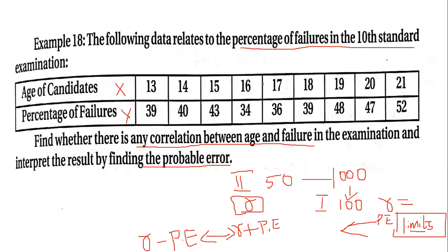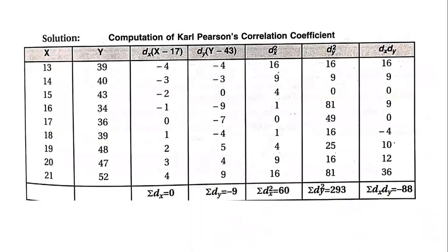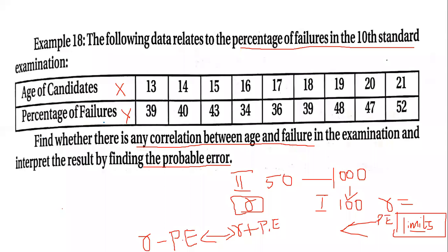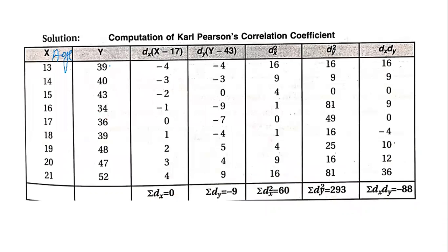So let's continue to the solution. Now, solution part, the steps remain the same, like how we calculated for Karl Pearson's as usual. Here, X is the factor of age. This is age of students, which started from 13, 14 to 21. And Y is the percentage of failures. At the age of 13, there are 39 failures. Age of 14, there are 40 failures. Like this, Y is the failures count at that particular age.